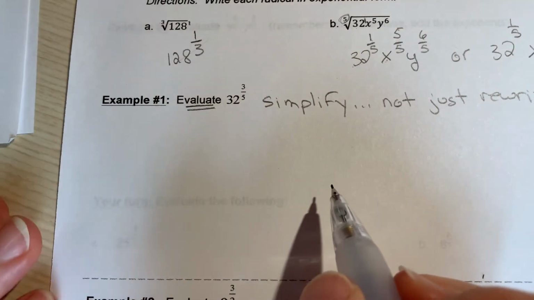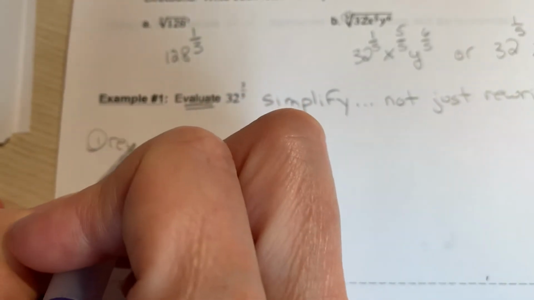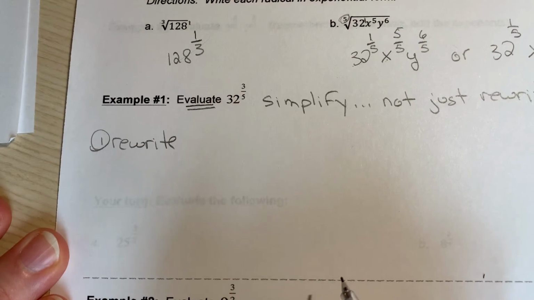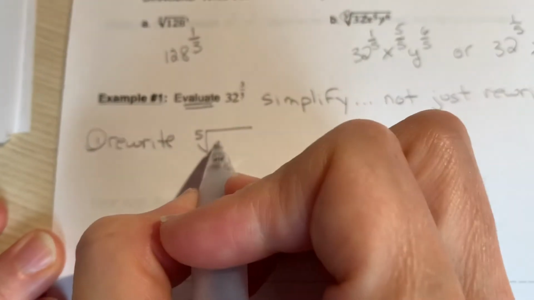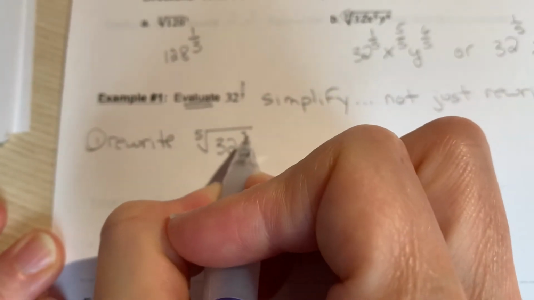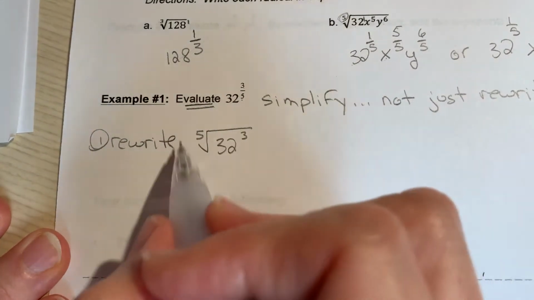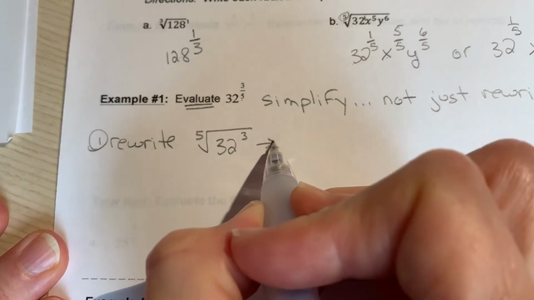Okay, the first step for simplifying these is going to be to rewrite it. So the first thing I want to do is rewrite it in radical form. So the root is 5 and the power is 3. Okay, so that is rewritten. However, when we're evaluating these, I can't stop here. I have to go further.